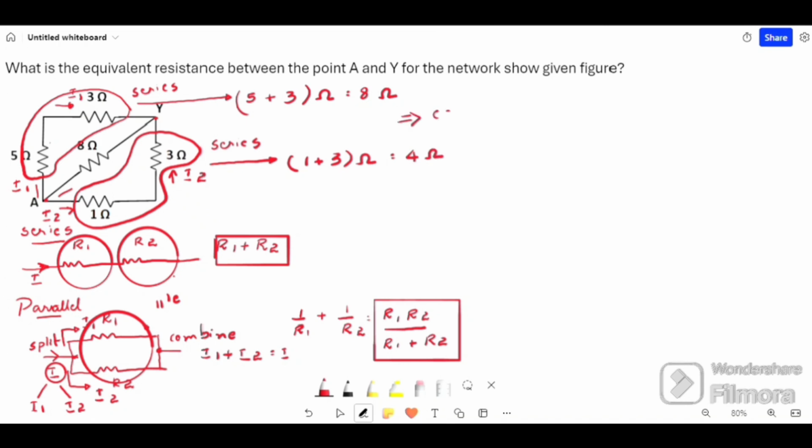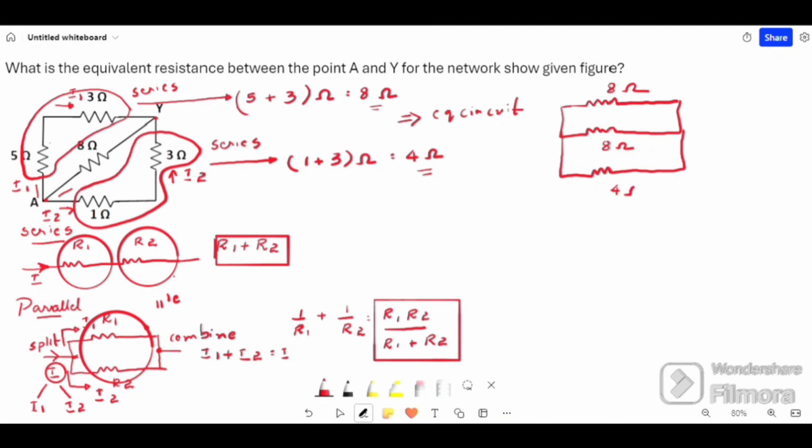Now we will draw an equivalent circuit. For the equivalent circuit, we know that the 5 ohm and 3 ohm resistors combined can now be written as an 8 ohm resistor. Similarly, the 1 ohm and 3 ohm resistors combined can be written as a 4 ohm resistor. We'll retain the 8 ohm in the middle as it is and we'll replace 1 ohm and 3 ohm with a 4 ohm resistor. And this is point A and this is point Y.